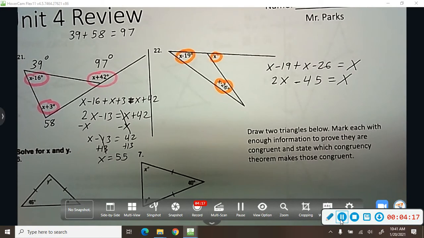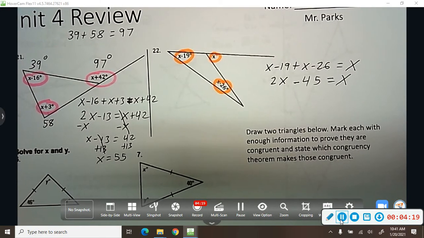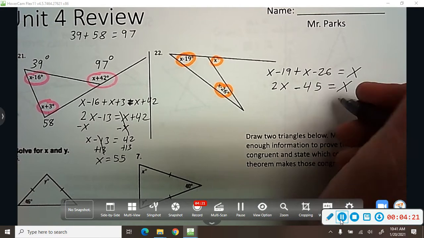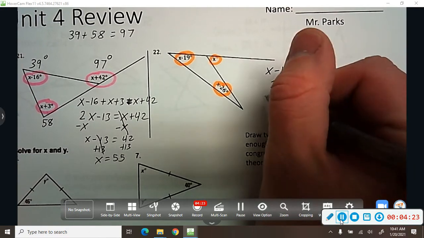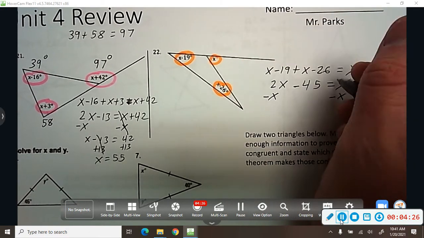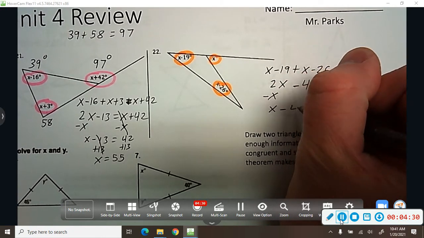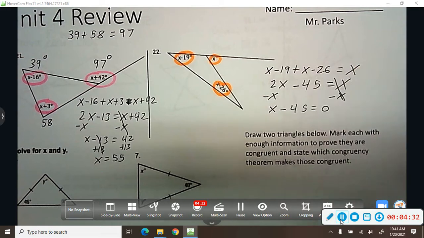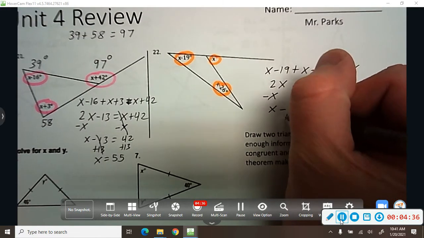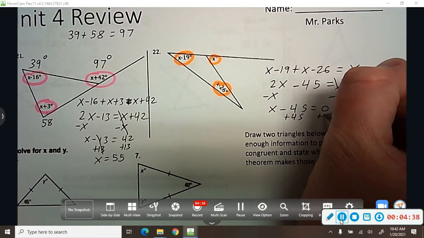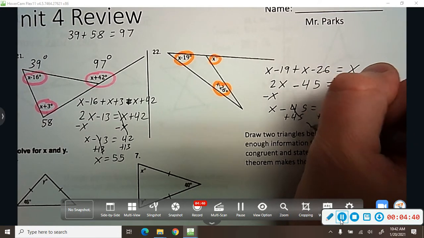And then from there there's multiple ways to get to the answer. The thing I saw most students doing so far is they subtracted x. And 2x minus 1x is just 1x. Because you have nothing left over there, that's 0. And then you could add 45 to both sides. And you get x is 45.